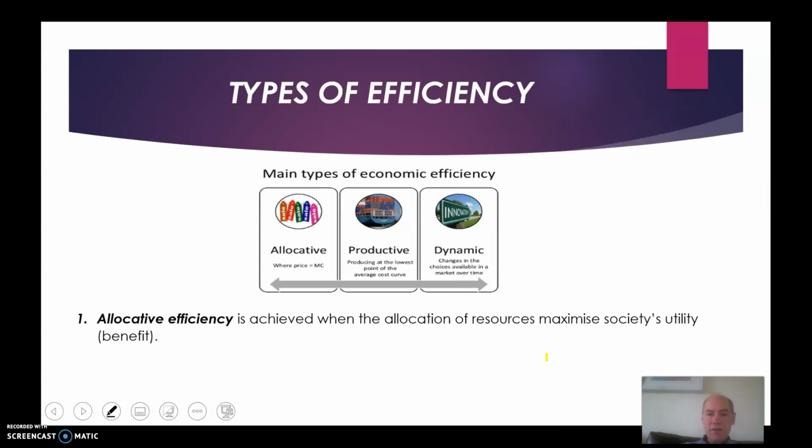Okay, the first example, allocative efficiency, please highlight this in your notes. This is an absolute must know. And in terms of allocative efficiency, must know this definition. This is achieved when the allocation of resources maximizes society's utility or benefit.